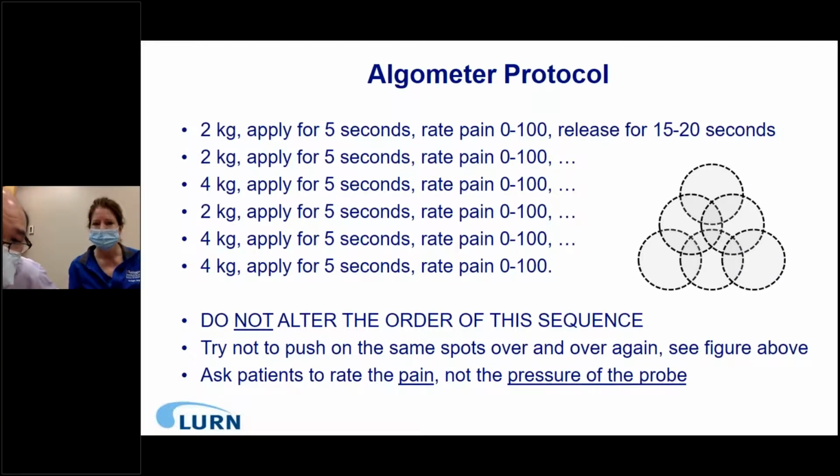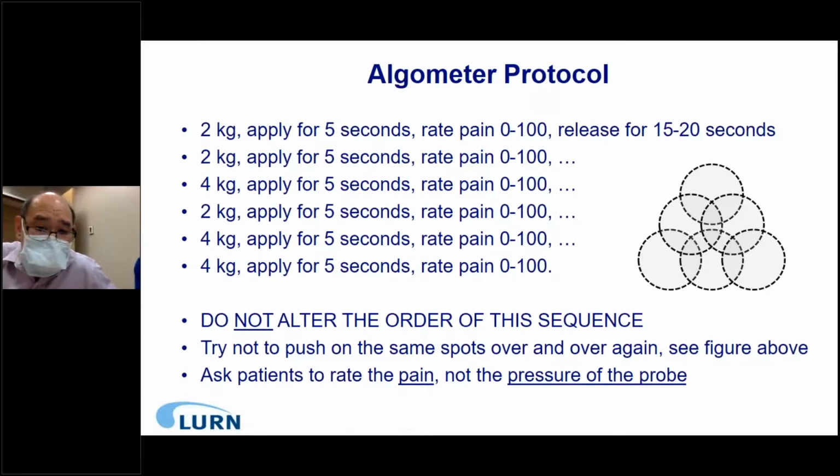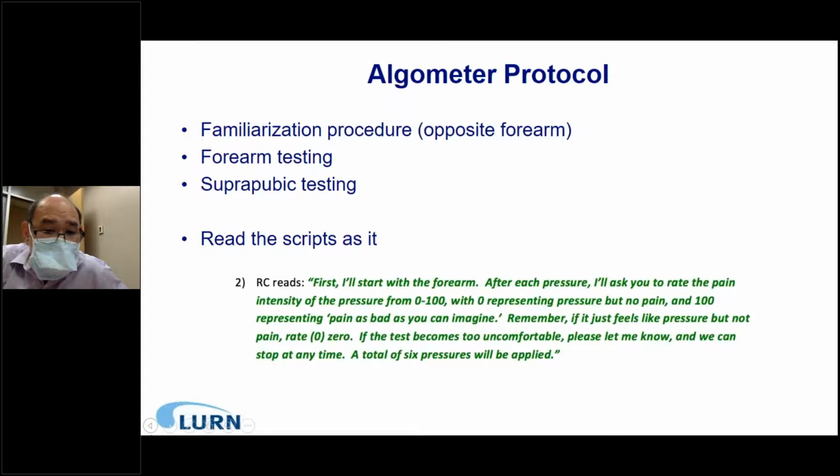Can you go back to the last slide on the PowerPoint? Okay, so yeah, the instructions that we read are helpful. For example, first I'm going to start with your forearm. After each pressure, I'll ask you to rate the pain intensity from 0 to 100, with 0 representing pressure but no pain, and 100 representing pain as bad as you can imagine. Remember, if it just feels like pressure but not pain, rate 0. So we try to clarify this with the scripts.